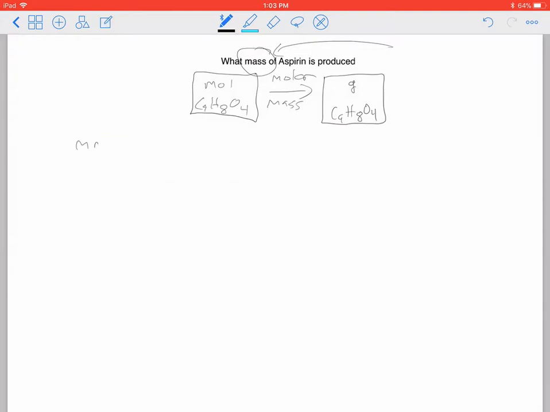So the molar mass is 180.159 grams C9H8O4 over 1 mole C9H8O4. And if you're curious about how I got that, you should probably go back and review molar mass, but it's 12 times the molar mass of carbon plus 8 times the molar mass of hydrogen plus 4 times the molar mass of oxygen.